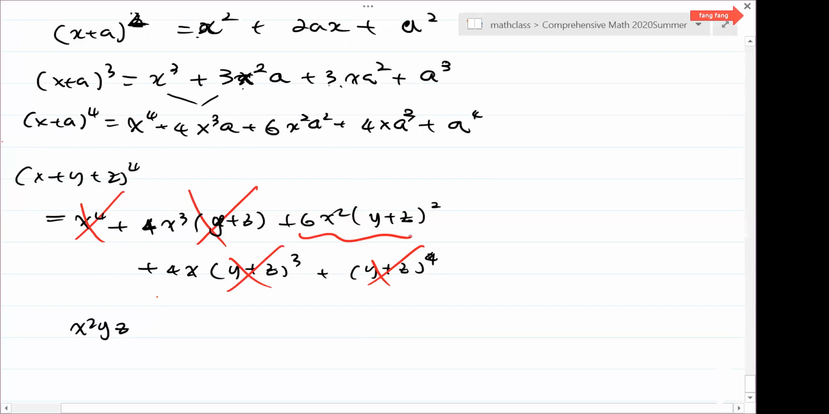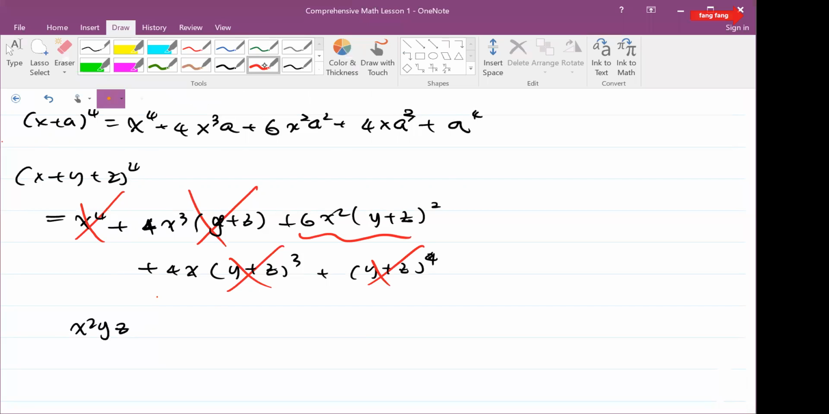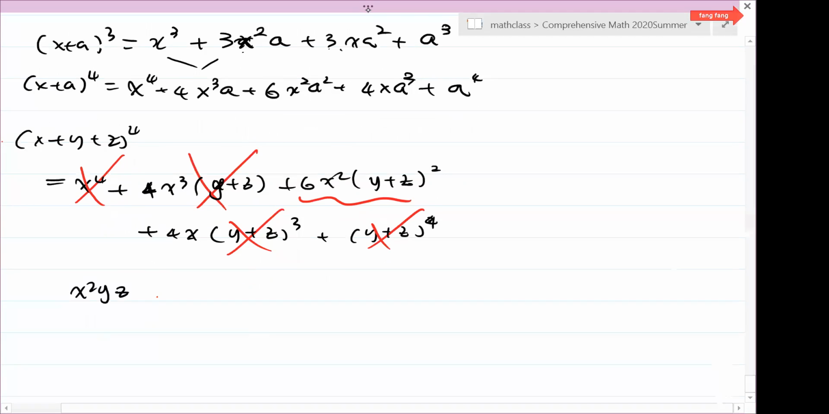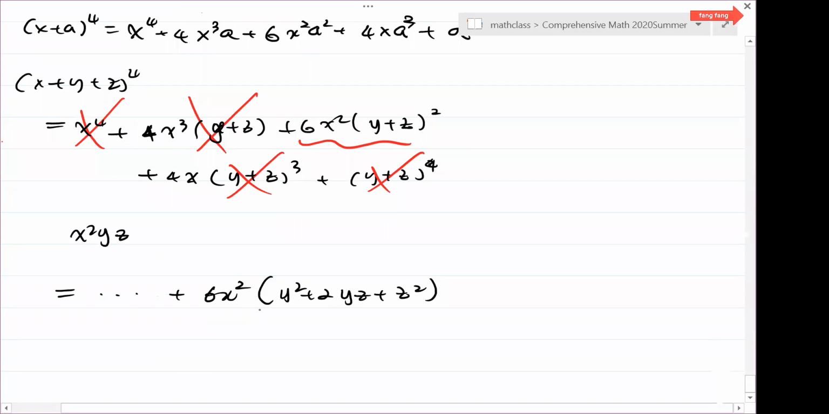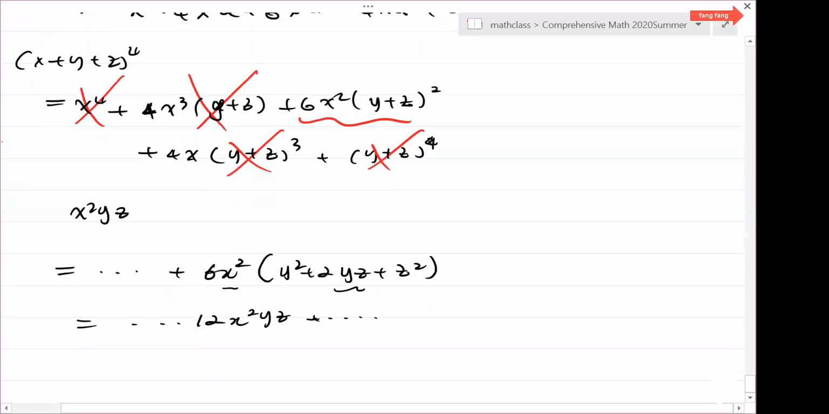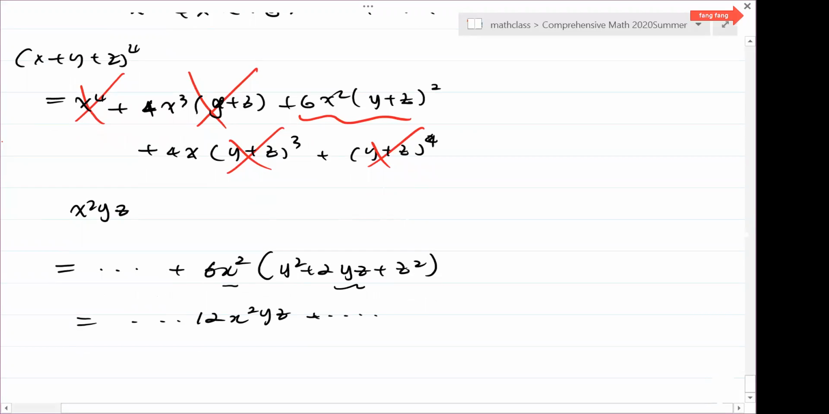Okay, so that's how you get the answer. So you will get 6x squared times y squared plus 2yz plus z squared. And clearly x squared yz is here, so it is going to be 12x squared yz. That's the only term with x squared yz. So the answer is 12.